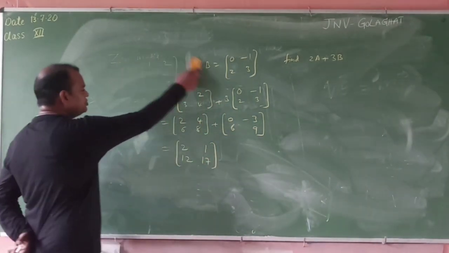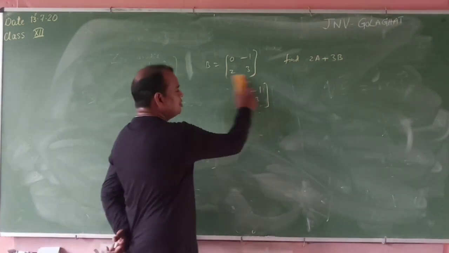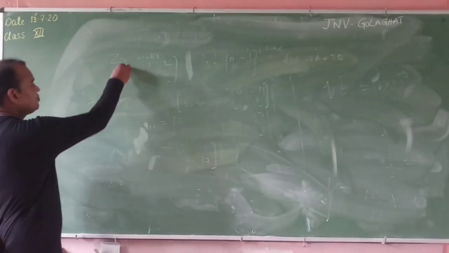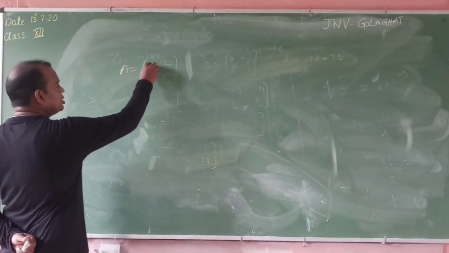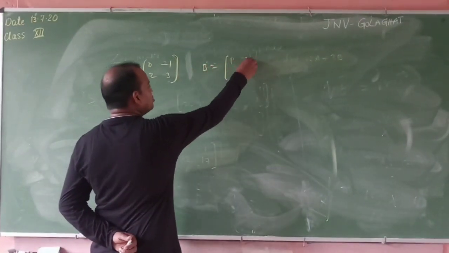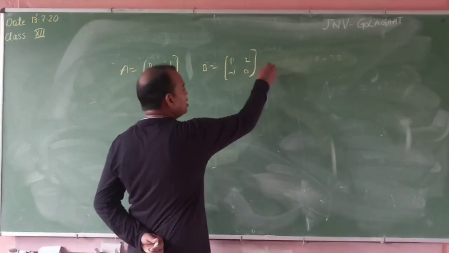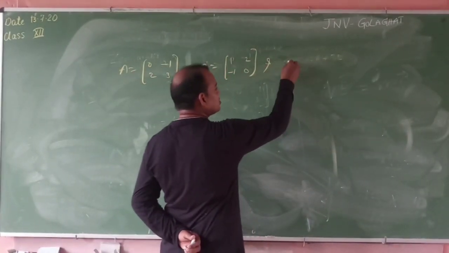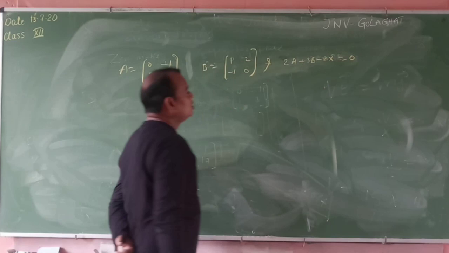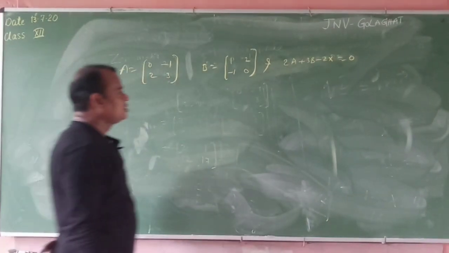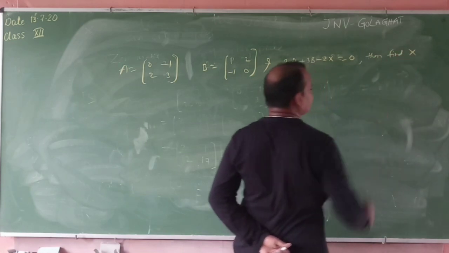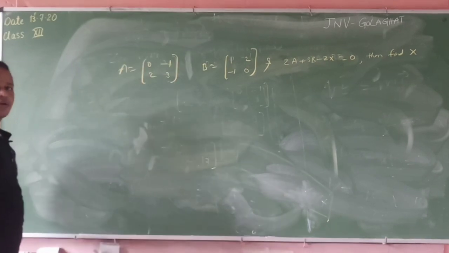Next, in this one also, to find the value of X matrix, how the questions are asked: A is equal to, suppose, 0 minus 1 2 3, suppose B is equal to 1 2 minus 1 0, and the equation is given, suppose 2A plus 3B minus 2X is equal to 0. Then find X. This type of questions are asked in the examination point of view.